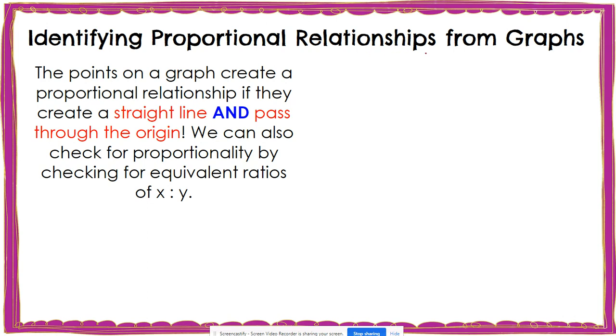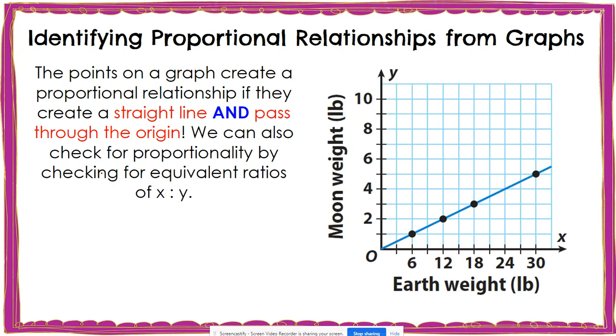To identify proportional relationships from graphs, we can look at a graph and determine whether or not they create a straight line and pass through the origin. If the graph creates a straight line and it also passes through the origin, then we know that that graph is a proportional relationship. If it does not do both of those things, then our graph will not show a proportional relationship. We can also check for proportionality by checking for equivalent ratios of the x values compared to the y values. This example shows the weight of the Earth compared to the weight of the Moon.